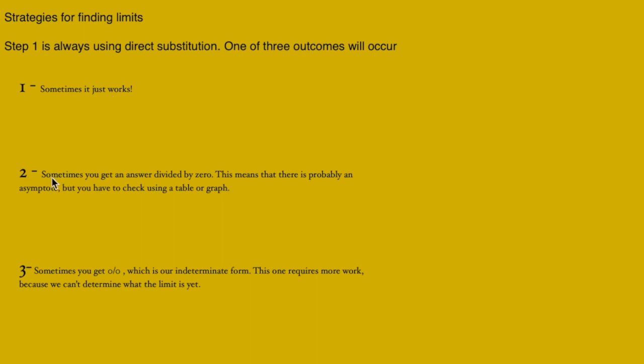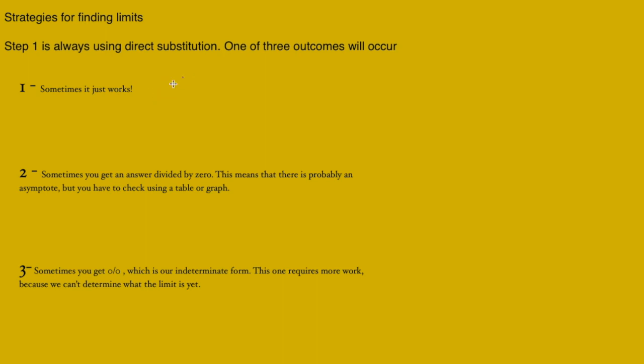In a second situation, sometimes you get an answer divided by 0. This means that there's probably an asymptote there, but you have to check using a graph or a table. And number 3, sometimes you get 0 divided by 0, which is our indeterminate form. This one requires more work because we can't determine what the limit is yet. Let's take a look at an example of each of these situations.